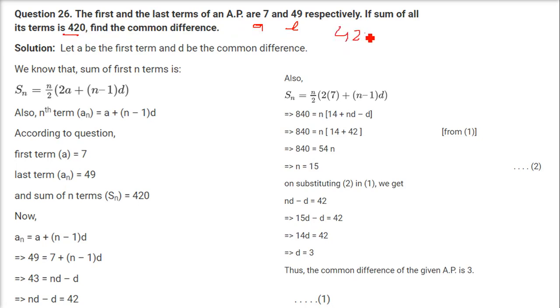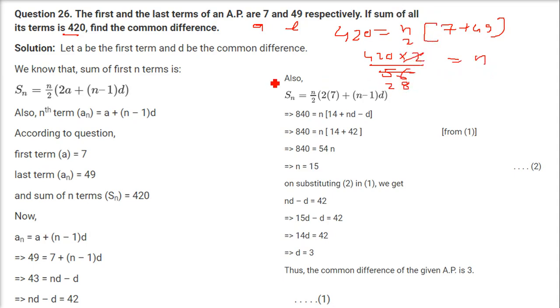So sum 420 can be written as n by 2 into (a plus l), 7 plus 49. Right? So n is going to be 420 into 2 by (7 plus 49). This is going to be 56. 49 plus 7 is 56. So 2 2s are 4 and 2 8s are 16. So how can this n be found out?